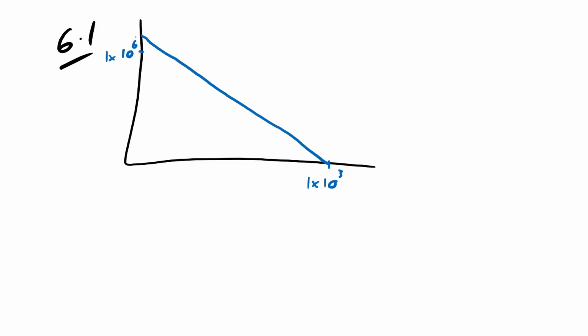And so where it crosses the y-axis up there, that's the next line up. That's going to be 2 times 10 to the 6, and then it goes 3, 4, 5, 6, 7, 8, 9, then 10, or 1 times 10 to the 7.